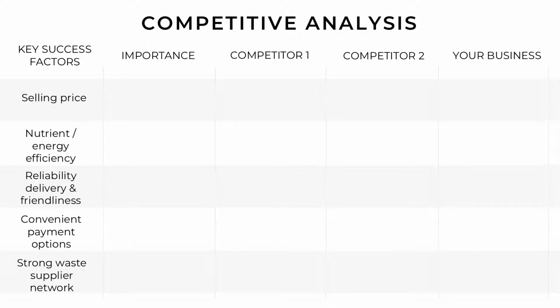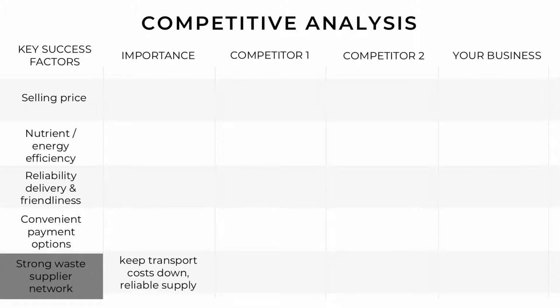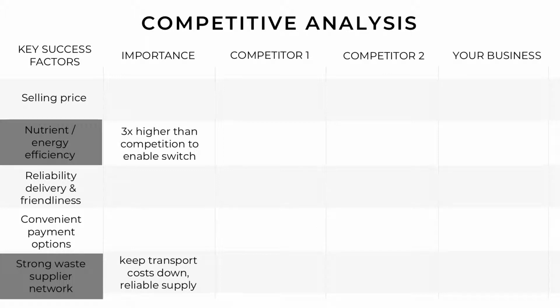Now what you do in the second column is you note down in what way this factor is important for the customer, or in what way this factor is important to achieve efficiency and quality in your operations. Let me give you a couple of examples again. A strong waste supplier network is important in the market to be able to keep transportation costs down and to have a reliable supply of raw material. Another example could be the energy efficiency of briquettes needs to be 3 times as high as competing products to make customers switch from coal to briquette burning stoves.